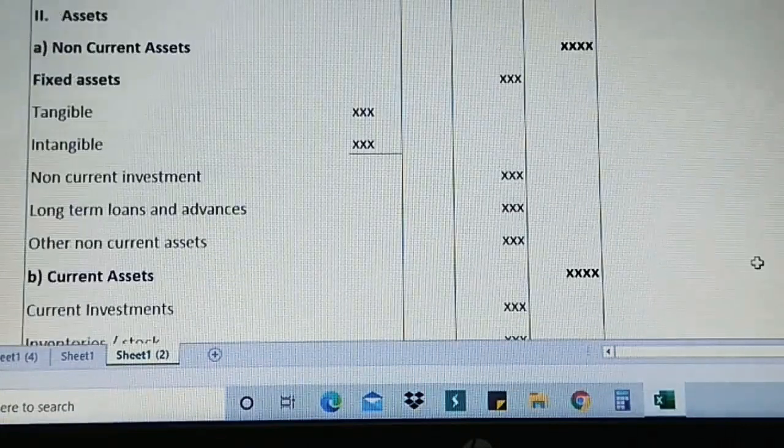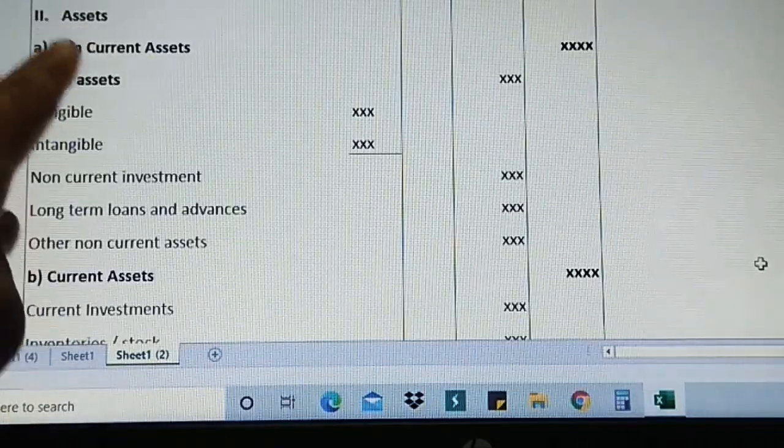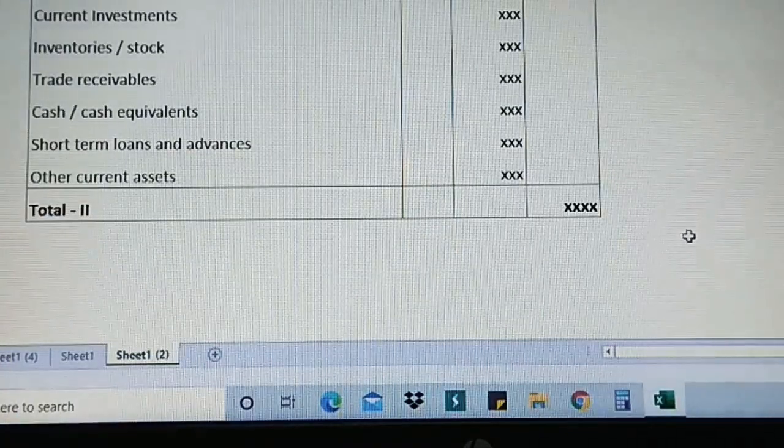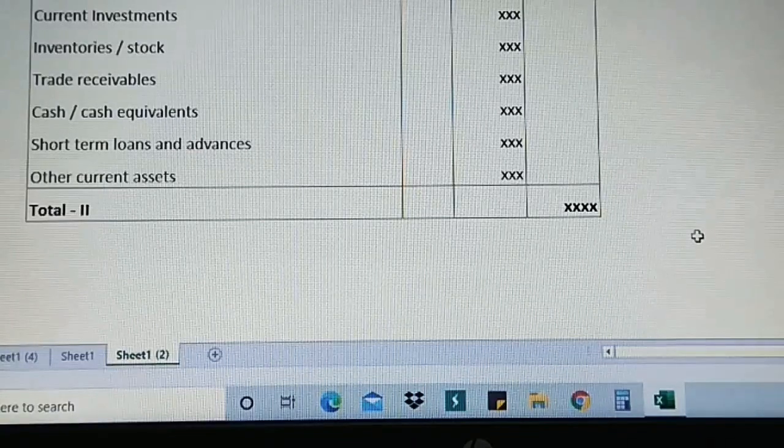That is 2, in the sense of the heading. Instead of writing assets, I have taken up the Roman number 2. So this total 1 and 2 should always be equal. If it is equal, your balance sheet is tallied and the sum you have done is completely right.